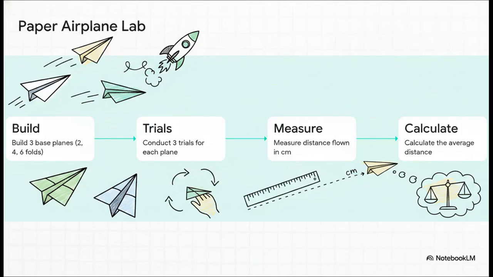For the main experimental investigation, your students are going to become aerospace engineers. They'll build 3 identical base airplanes, but they're going to change only the number of nose folds, doing 2, 4, and 6 folds. They'll conduct 3 trials for each plane, and they absolutely must use a consistent thrower to keep the force controlled. Then, they'll measure the distance flown in centimeters and calculate the averages. It is incredibly hands-on, high-energy science.